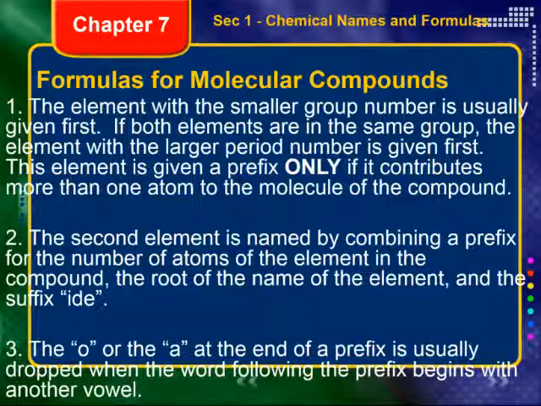Now remember, the second element is named by combining the prefix of the number of atoms, right? Mono, di, tri, tetra, on and on. And the name of the element with the root of that name, with an ending IDE. Now typically, this isn't going to be a big test question, but typically we drop the O or the A at the end of a prefix if the following word begins with a vowel, like oxide.